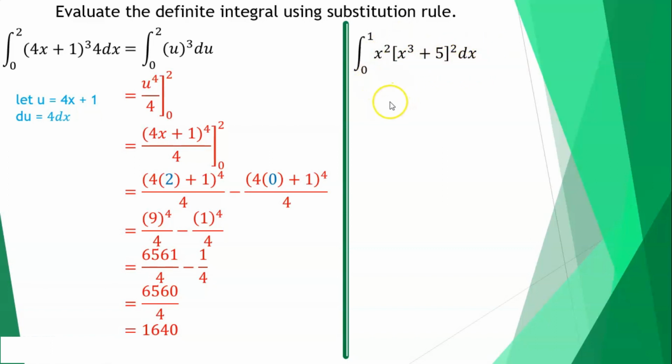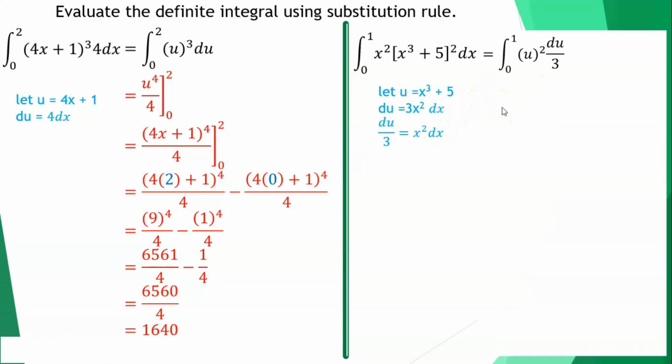Okay, another example. Evaluate the integral of x squared times (x cubed plus 5) squared dx evaluated from 0 until 1. So the same process, let's assign u as x cubed plus 5. So again, derivative of u is du, derivative of x cubed is 3x squared dx, and the derivative of 5 is 0. So take note, the given here is only x squared dx. So we need to eliminate the 3 by dividing both sides by 3.